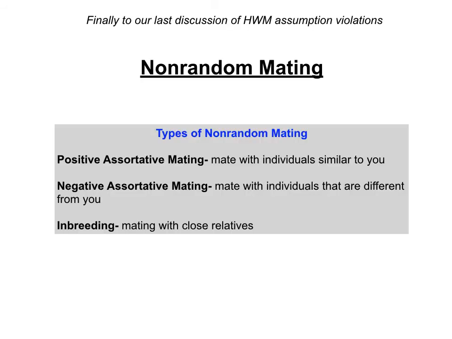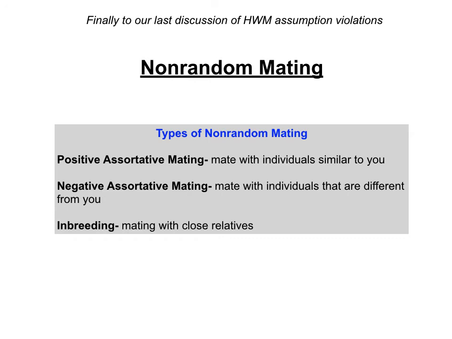Okay, so we are finally arriving at our last discussion of the Hardy-Weinberg model assumption violations, and that is the random mating assumption. Random mating obviously is having an equal probability of any individual in the population mating with any other individual also in the population. So non-random mating is sort of not doing that. And generally, when we talk about non-random mating, there are a couple of different types that we have identified or labeled.